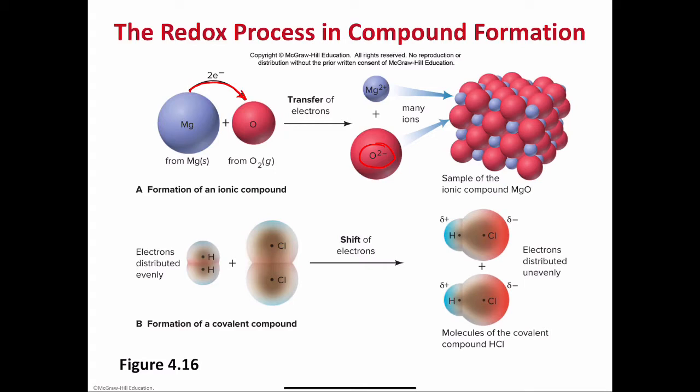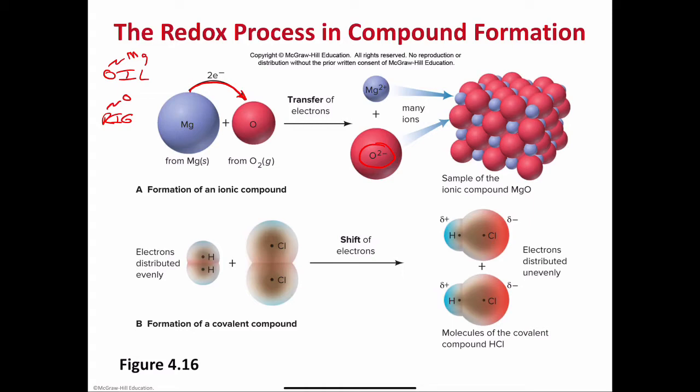And if you were wondering who's being oxidized and who's being reduced, well, the magnesium is being oxidized, right? Because it's losing electrons. And you remember that oxidation is losing. So magnesium is being oxidized. Conversely, reduction is gaining electrons. And if you're wondering who's being reduced, well, the oxygen is gaining electrons. Therefore, it's being reduced.